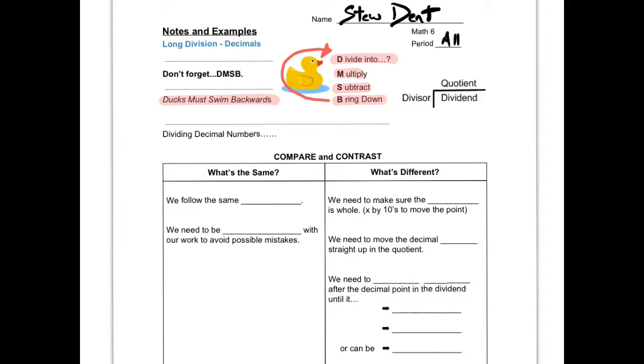So what's the same about doing long division with decimal numbers when you compare it to whole numbers? Well, we follow the same rules. Well, that's good to know. It's good to know that we don't have to learn any new rules. We can use the same ones we already know.